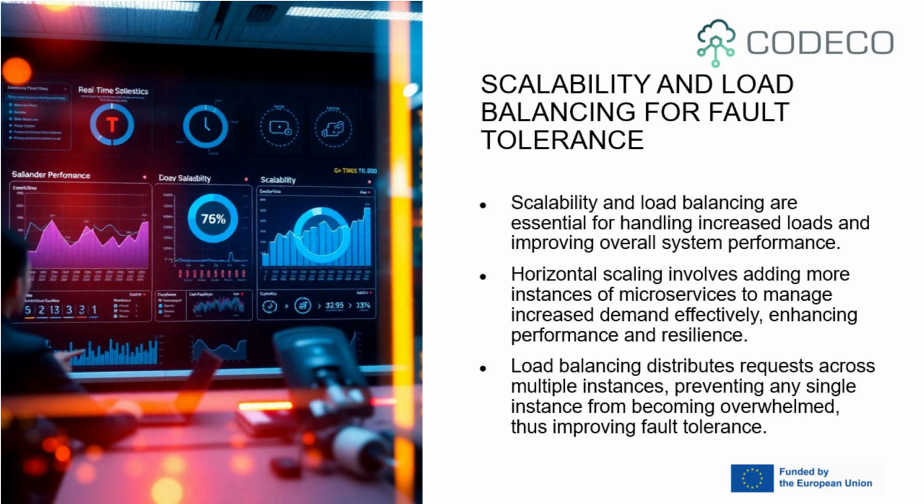Scalability and load balancing. Scaling microservices horizontally by adding more instances helps in handling increased loads and improving fault tolerance. Load balancing distributes incoming requests across multiple instances, ensuring that no single instance is overwhelmed. This not only improves fault tolerance but also enhances performance and responsiveness by utilizing the available resources efficiently.